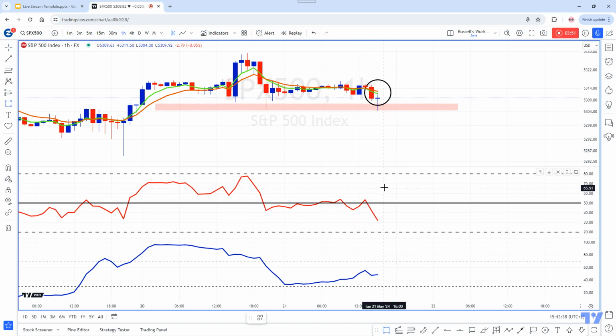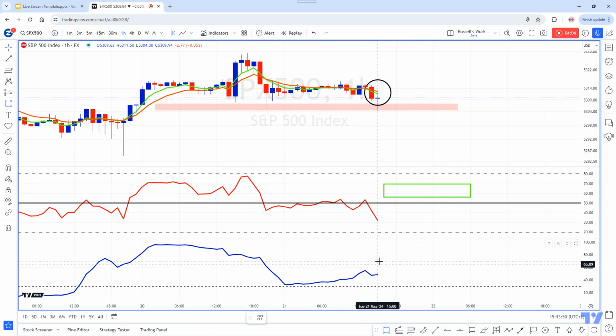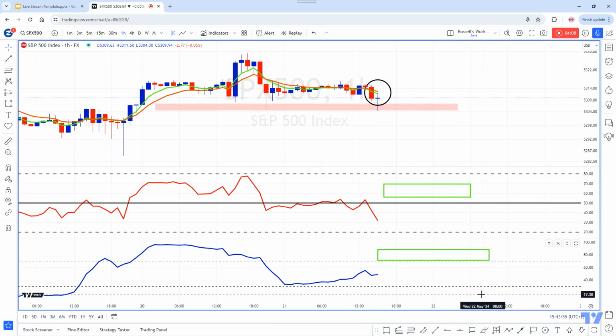We'd like to get the RSI above 50. If we stay below 50, then the resistance is going to remain influential, and we would want to get the stochastic above the 70 and holding. All right, we'll keep an eye on that.